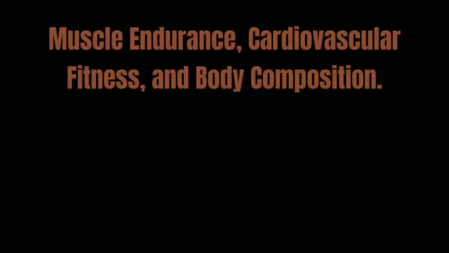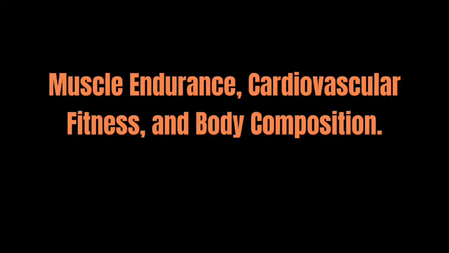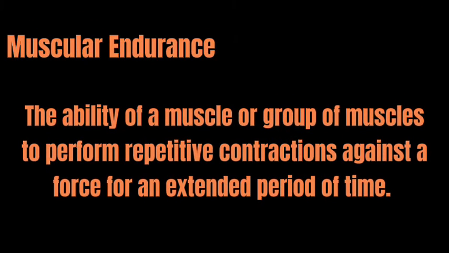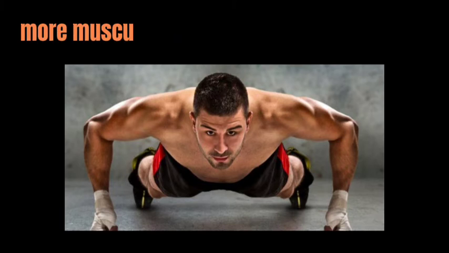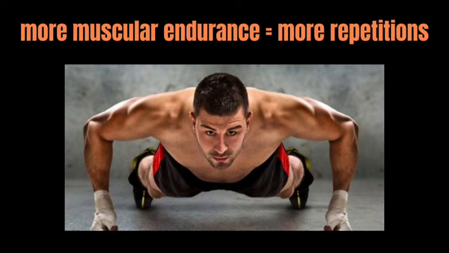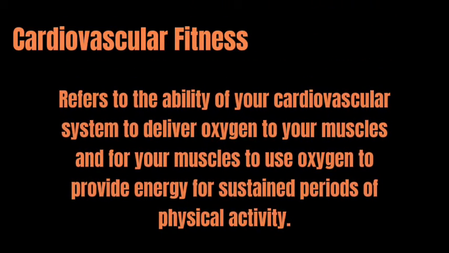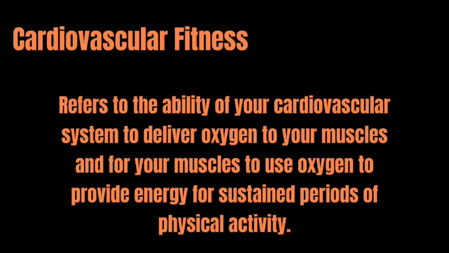Before we move to the next, let us first define muscular endurance, cardiovascular fitness, and body composition. Muscular endurance is the ability of a muscle or group of muscles to perform repetitive contractions against a force for an extended period of time. The more muscular endurance you have, the more repetitions you can complete. Cardiovascular fitness refers to the ability of your cardiovascular system to deliver oxygen to your muscles and for your muscles to use oxygen to provide energy for sustained periods of physical activity.